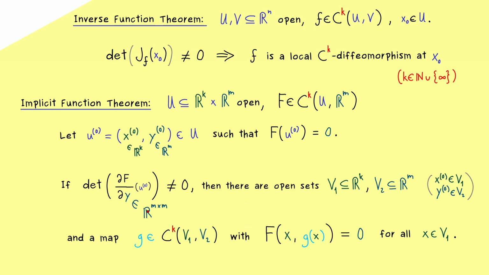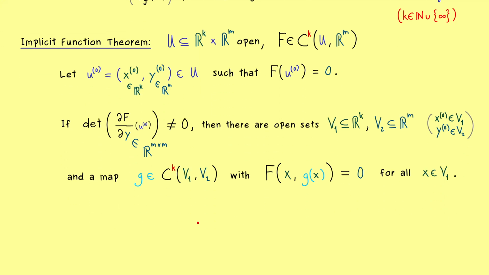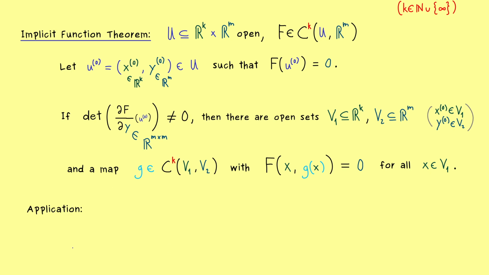Simply because in the proof of the implicit function theorem, we use the inverse function theorem. So in particular, if we know that our capital F is a C infinity function, then g is as well. Okay, so these are the general versions of the two theorems as you should remember them. And now we are ready to discuss a nice application of them for C infinity functions.